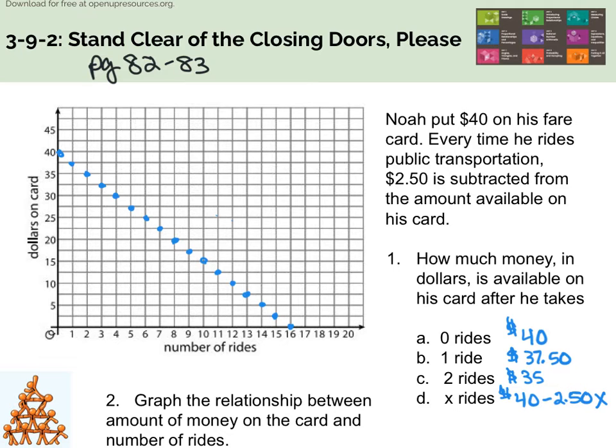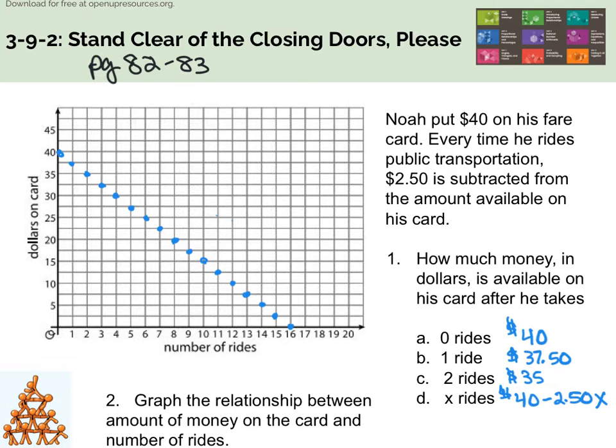All right, let's go ahead and answer number 3. I forgot to put that on here. So number 3 is, how many rides can Noah take before the card runs out of money? Where do you see this number of rides on your graph? So go ahead and pause and answer that question.